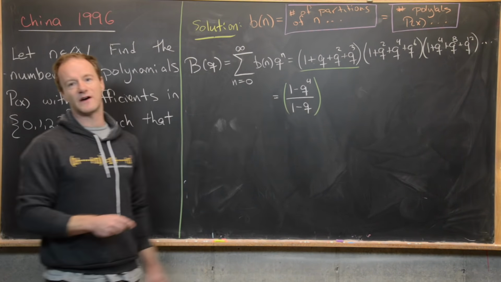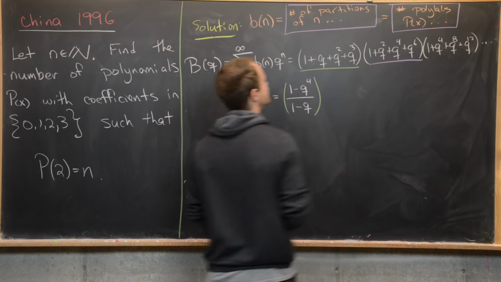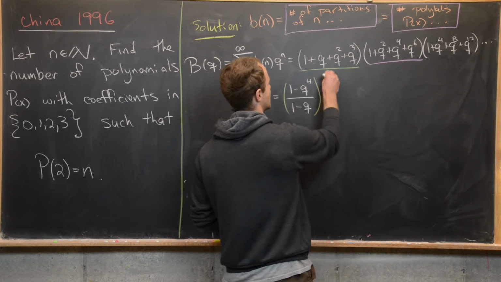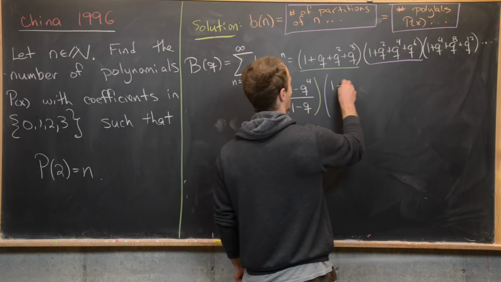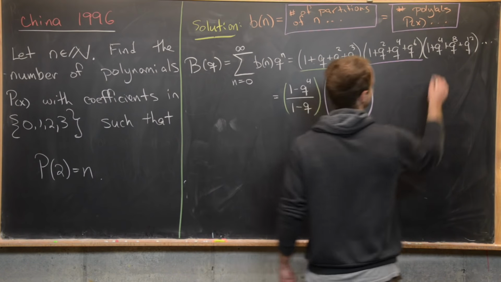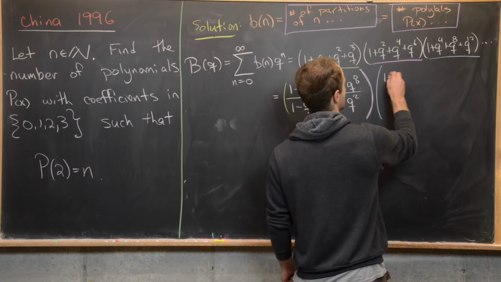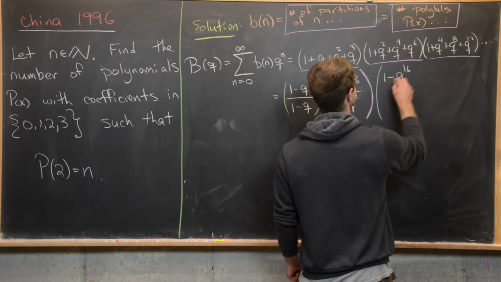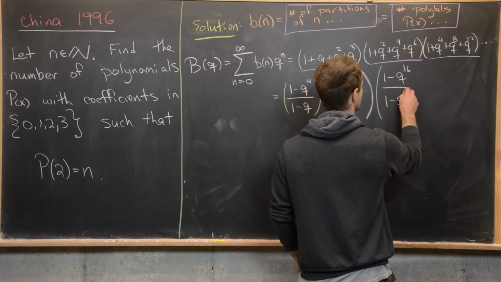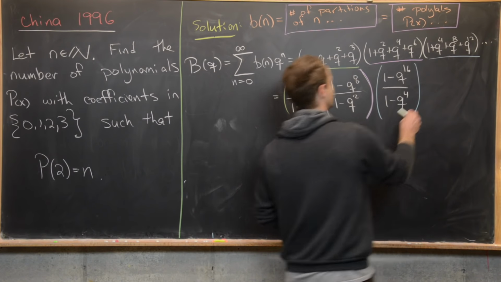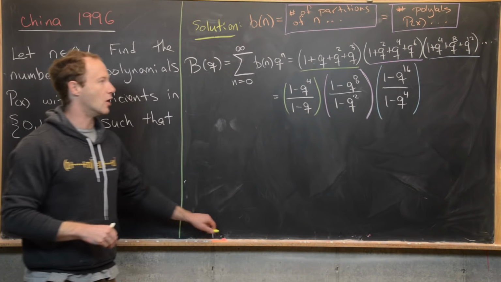Good. Now let's look at this one. We can do the same kind of thing here. This is going to be 1 minus q to the 8 over 1 minus q squared. And let's see what this one is going to give us. That's going to give us 1 minus q to the 16 over 1 minus q to the 4th. And now I think we can see where we're going.